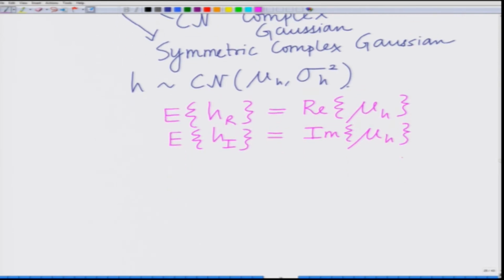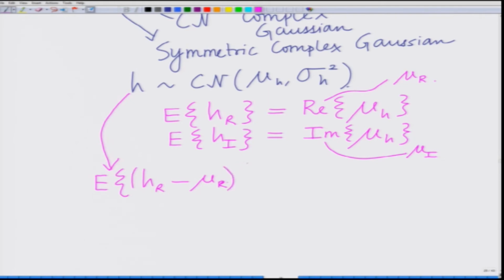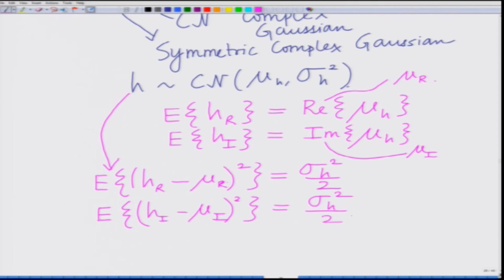Further, if you look at the variances of the real part and imaginary part, that is, the expected value of HR minus the mean, let us call the real part of the mean mu r, and the imaginary mean mu I. So, HR minus mu r whole square equals sigma H square by 2, that is, it has half the variance, and the imaginary part also has half the variance.